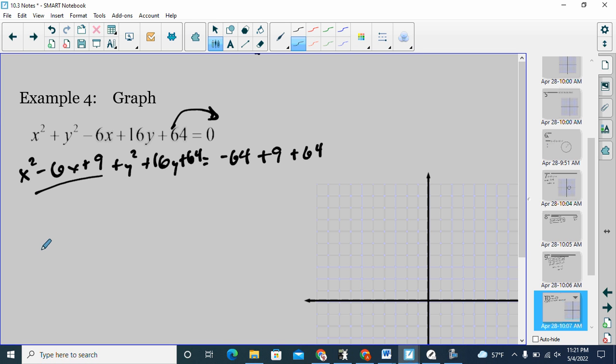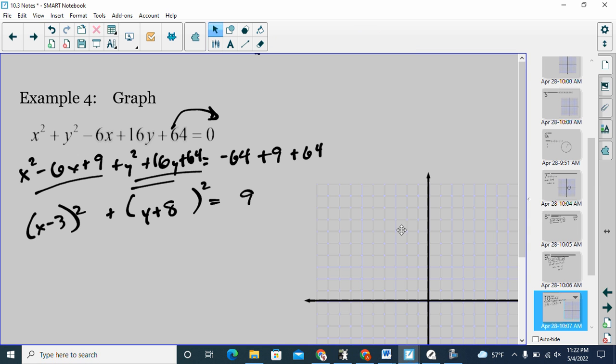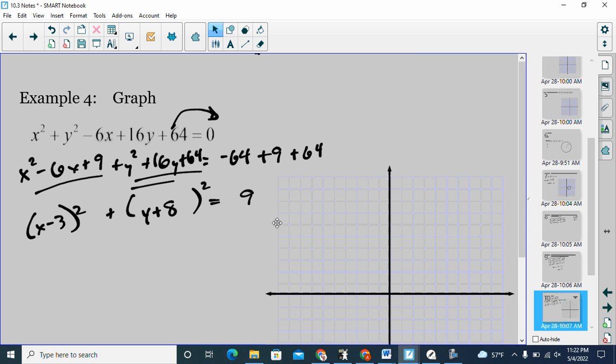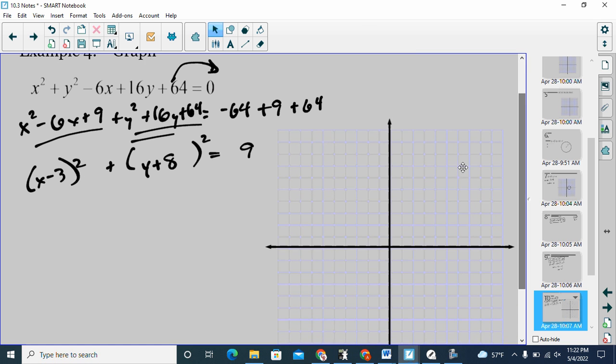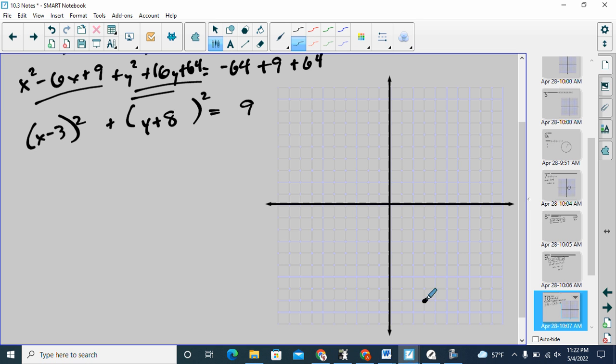Factor this. Numbers that multiply to 9 and add up to negative 6. It would be negative 3 and negative 3, (x minus 3) squared. Factor the y values as well, should be (y plus 8). Add up our terms on this side, gives me 9. And now it's very similar to example 1. It gives us an equation. We should be able to graph our circle. Center is at (3, negative 8). Radius is 3.